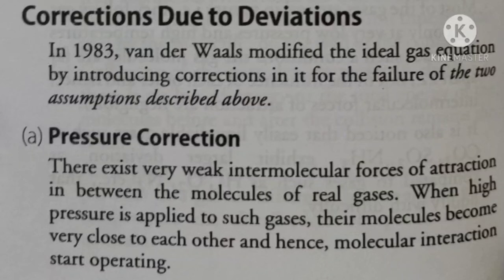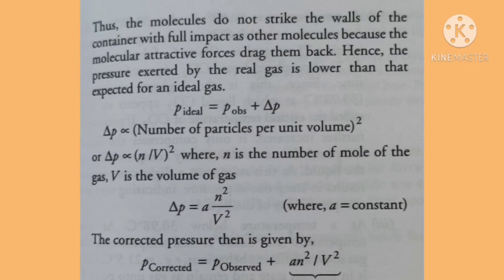There exist very weak intermolecular forces of attraction in between the molecules of real gases. When high pressure is applied to such gases, their molecules become very close to each other and hence molecular interactions start operating. Thus, the molecules do not strike the walls of the container with full impact as other molecules because the molecular attractive forces drag them back. Hence, the pressure exerted by the real gas is lower than that expected for an ideal gas.